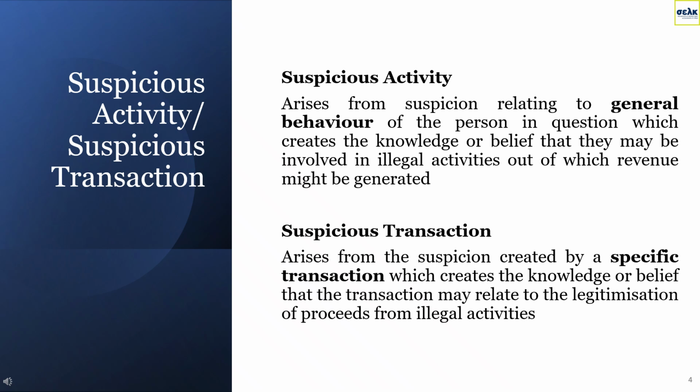Suspicious activity arises from suspicion relating to general behavior of the person in question, which creates the knowledge or belief that they may be involved in illegal activities out of which revenue might be generated. Suspicious transaction arises from the suspicion created by a specific transaction, which creates the knowledge or belief that the transaction may relate to the legitimization of proceeds from illegal activities.